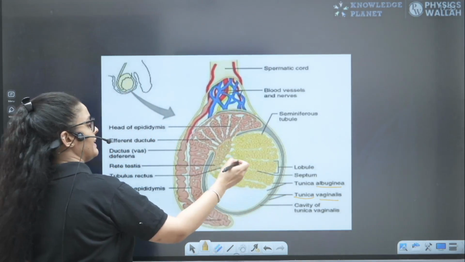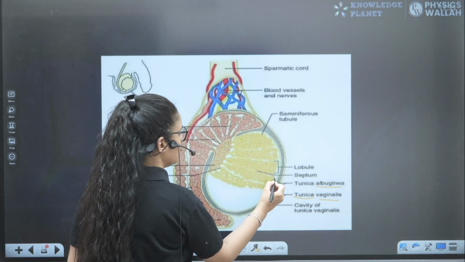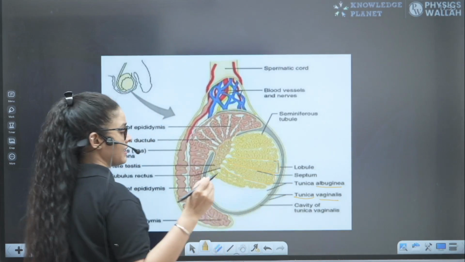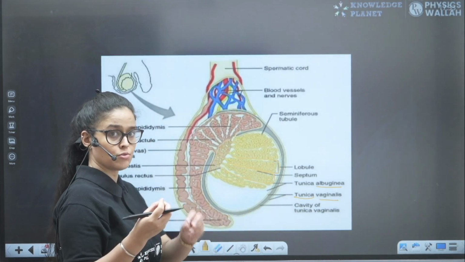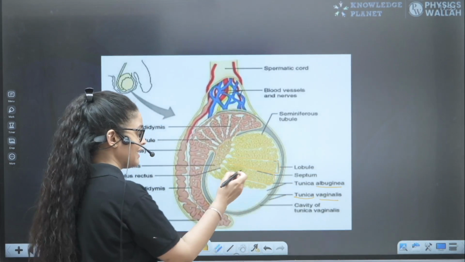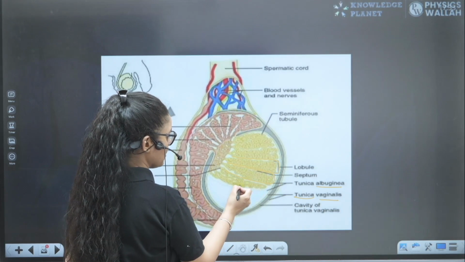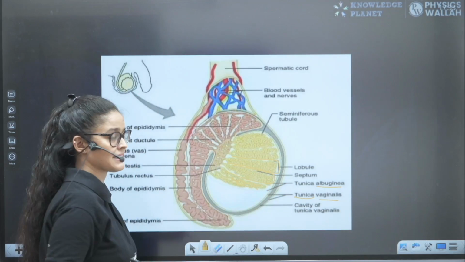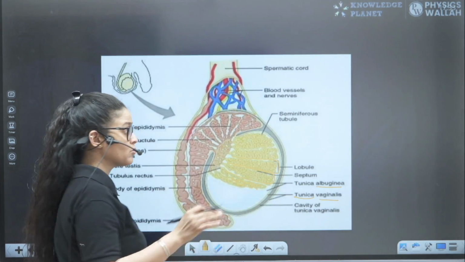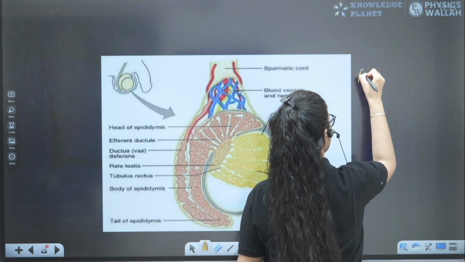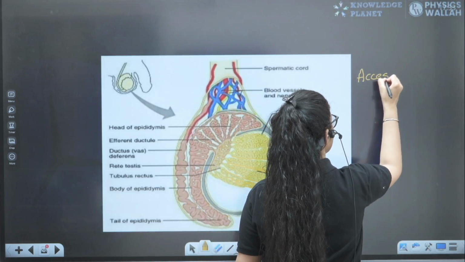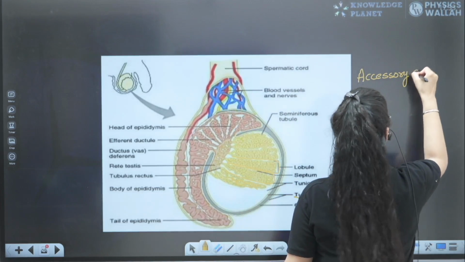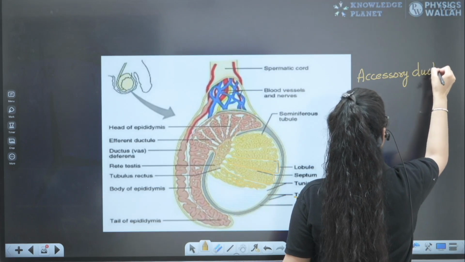Each testis has lobules known as testicular lobules, about 200 to 250 compartments, that we have seen. Each testicular lobule has highly coiled seminiferous tubules. So this is the structure of the testes, but we are now going to do the accessory ducts. Accessory ducts will take the sperm outside the testes, outside the body. So we will see these ducts.